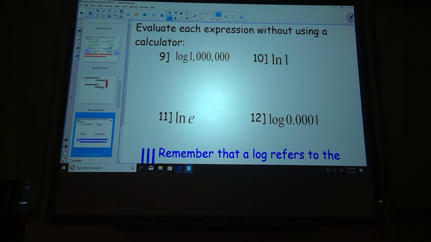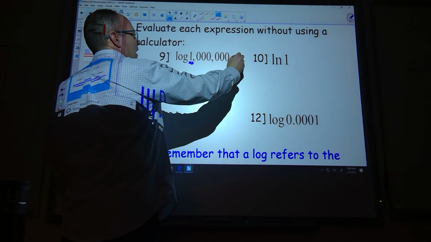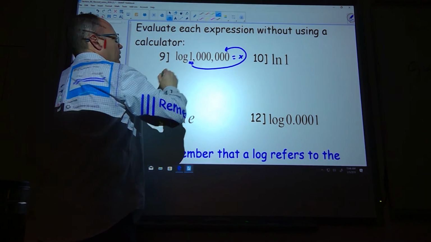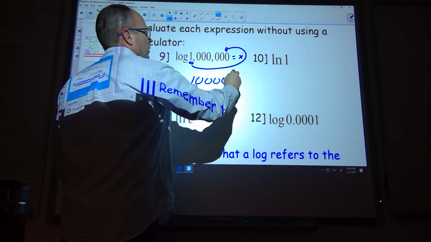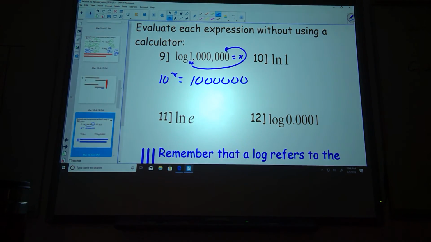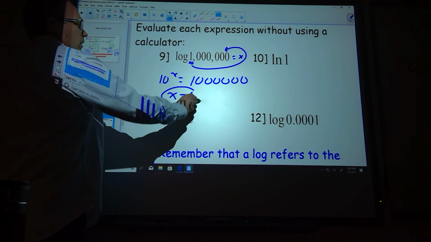Solve each expression without using a calculator. Well, this is log base 10, right? If I made that x, I could go 10 to the x is equal to 1,000,000. So 10 to what power gives me 1,000,000? 10 to the first is 10, 10 to the second, 100, 10 to the third, 1,000, 10,000, 100,000, million. So x equals 6. Agree?